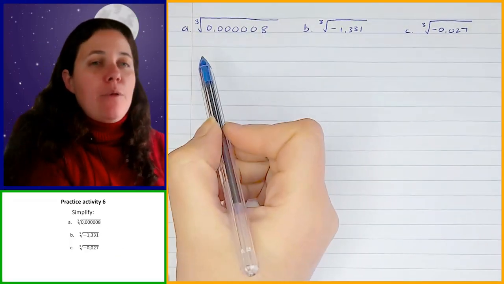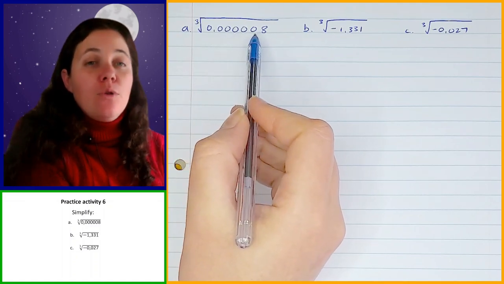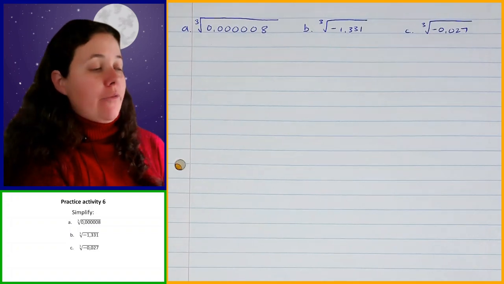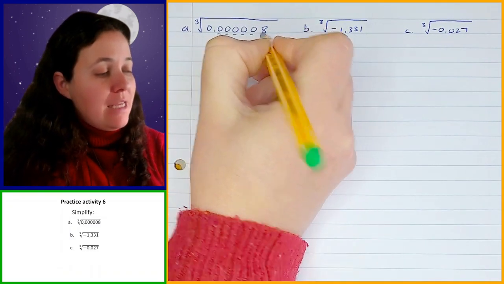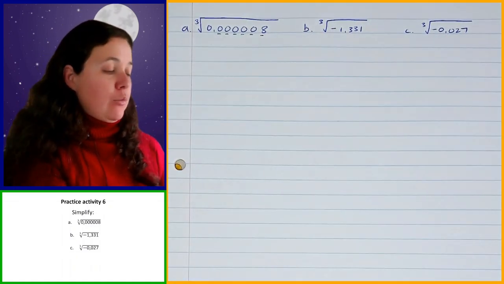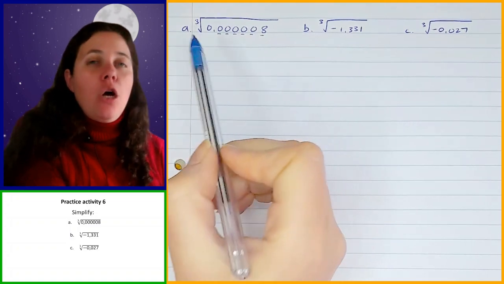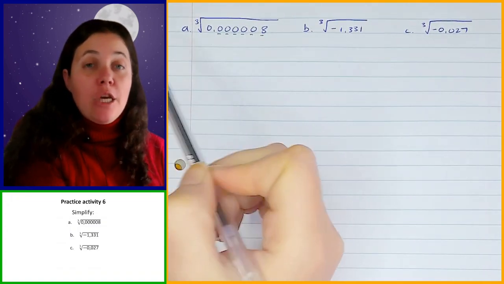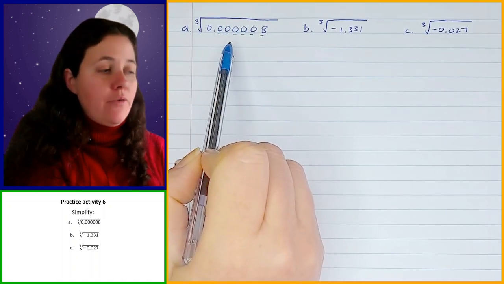So for question A, we started with 0.000008. First of all, we need to identify how many decimal places we are starting with. I've got 6 decimal places that I'm starting with. Now when I cube root this, I need to know how many decimal places my original number had to have, when I cubed it, in order to end up with 6 decimal places.